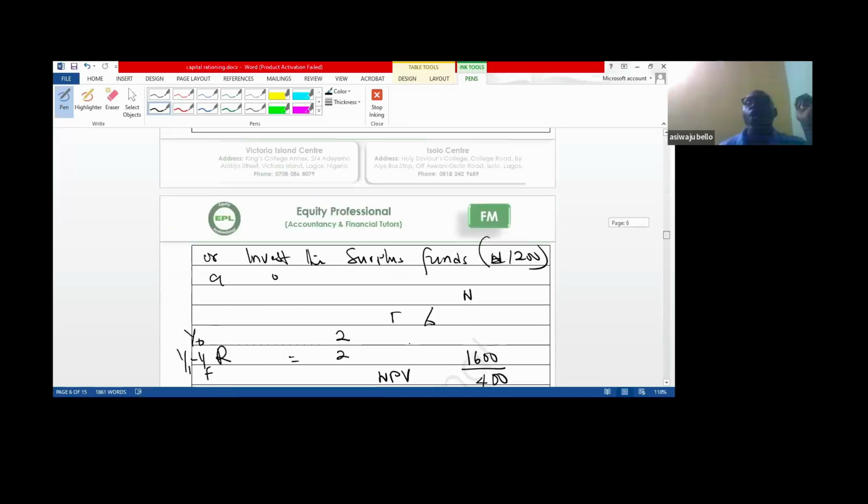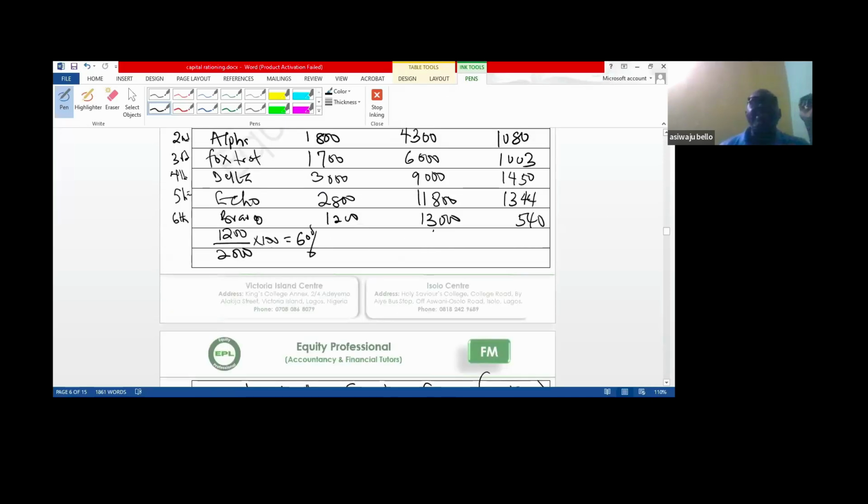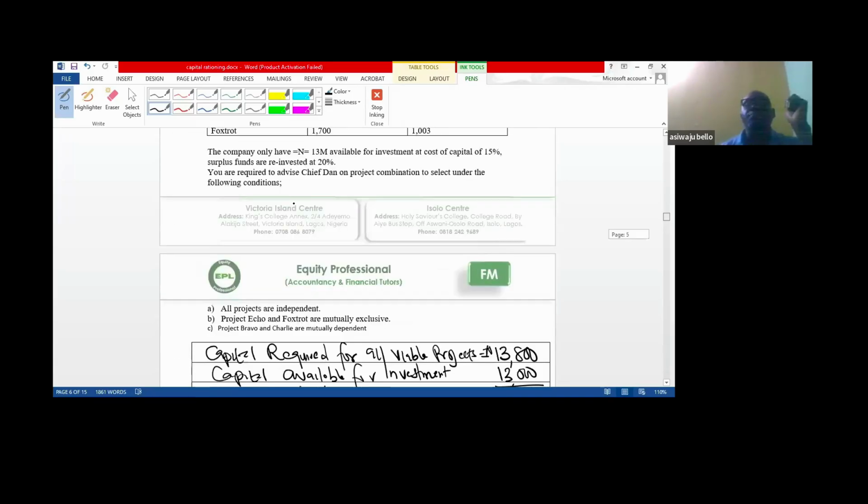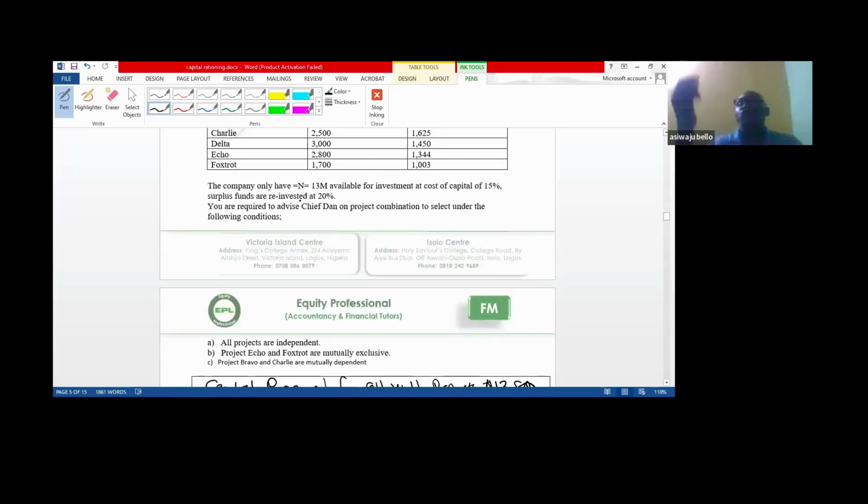Alternatively, the examiner says to invest surplus funds. You can reinvest surplus funds at 20%. Your surplus fund is 1,200. If you invest your surplus funds, 1,200 at 20%, what is your return?